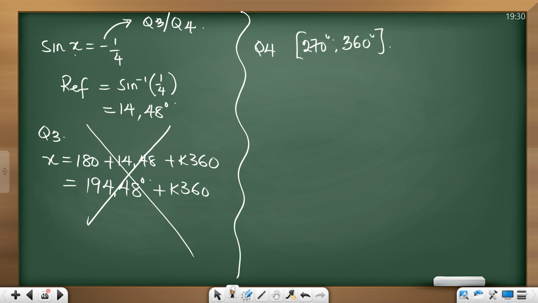So, what is it going to be? X will be equal to 360 minus 14,48 plus K times 360, which we don't need at the end of the day. What's your answer? 345,52 degrees. That's our answer.